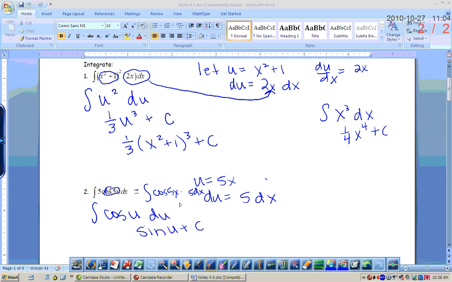And since your original problem started with x's, we have to end with x's, so it's the sine of 5x plus c. I'd like for you to get in the habit of writing that step down because these are pretty simple examples. What do you get when you take the derivative of sine 5x?